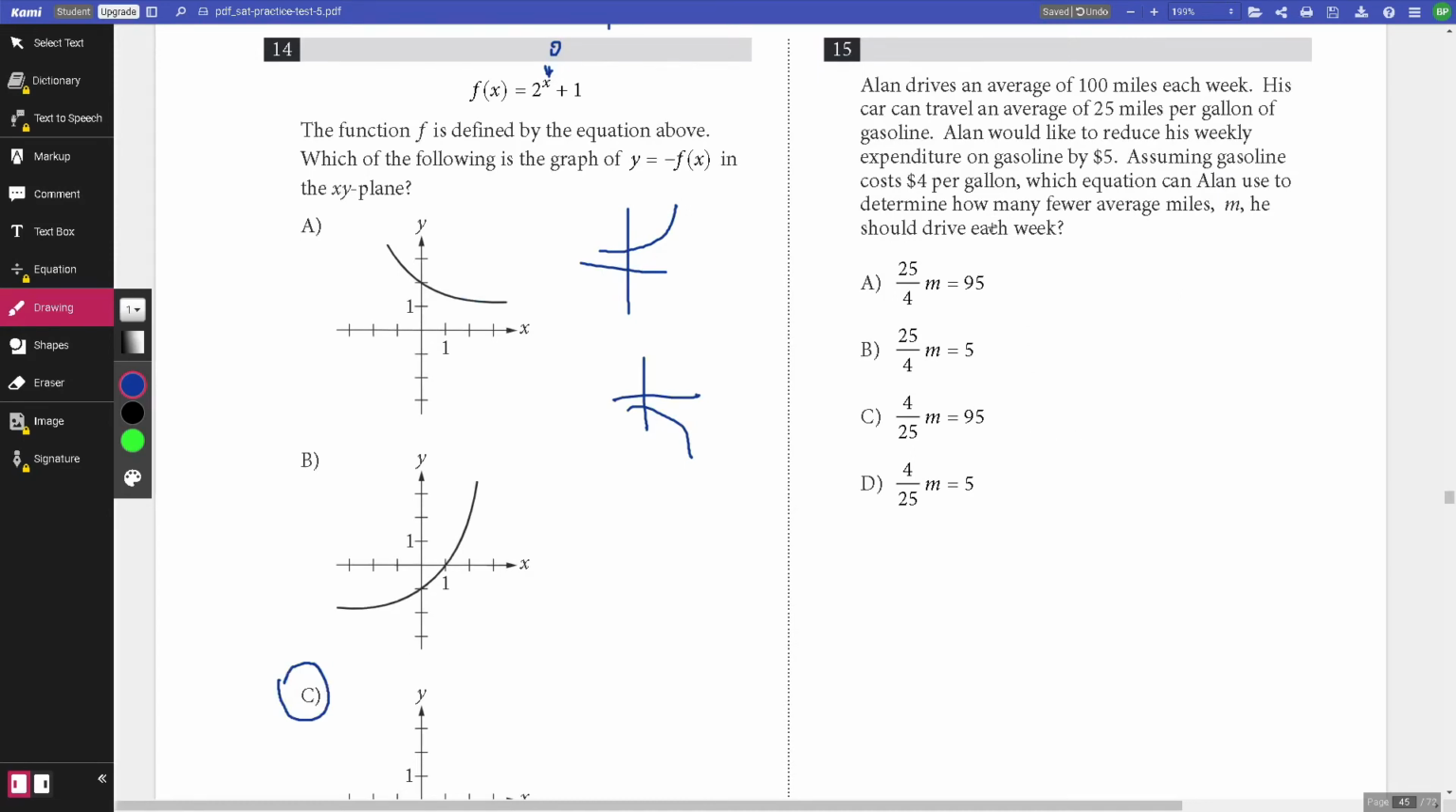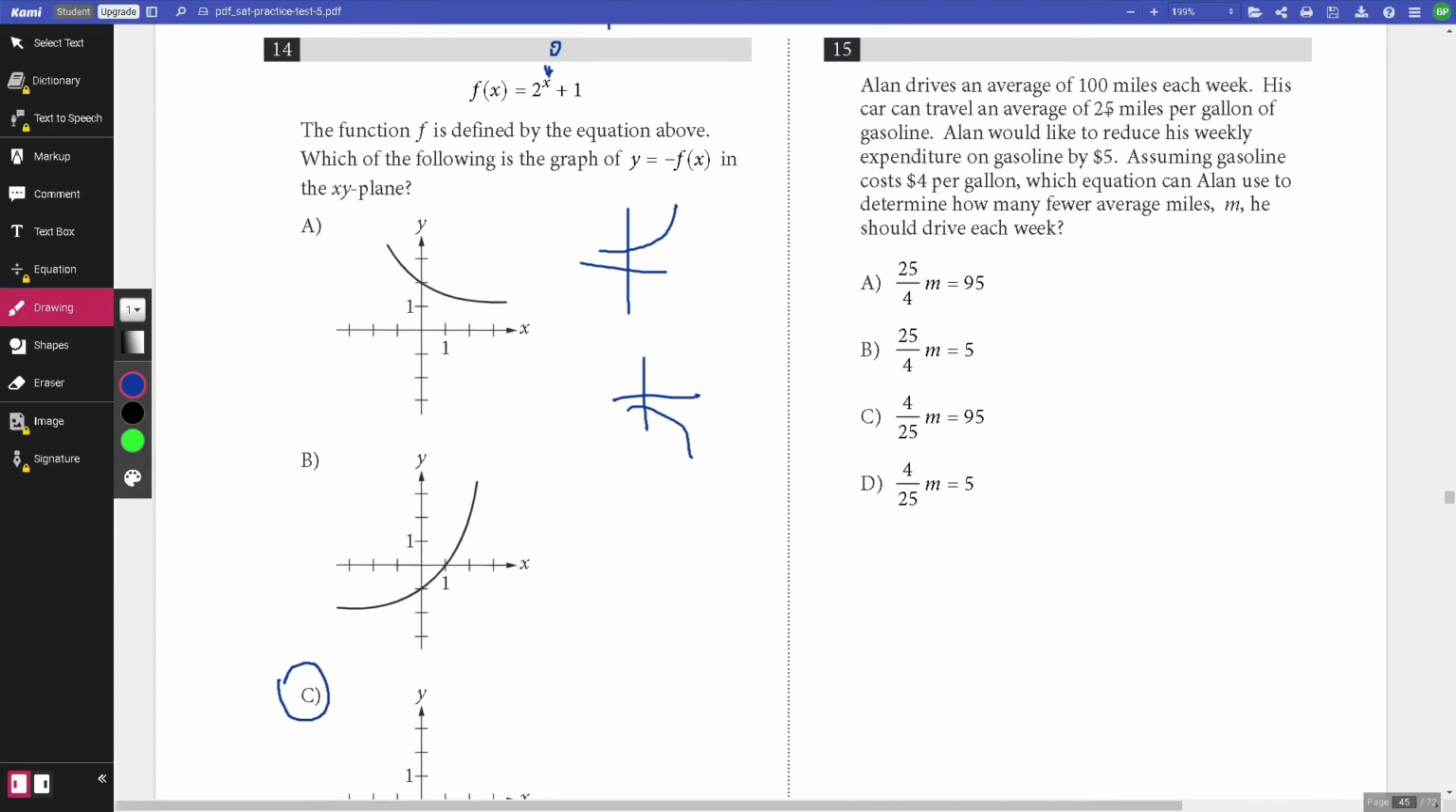Number 15. Alan drives an average of 100 miles per week. His car can travel an average of 25 miles per gallon of gasoline. Alan would like to reduce his weekly expenditure on gasoline by $5. Assuming gas costs $4 per gallon, which equation can Alan use to determine how many fewer miles he should drive each week? So we should make some models.